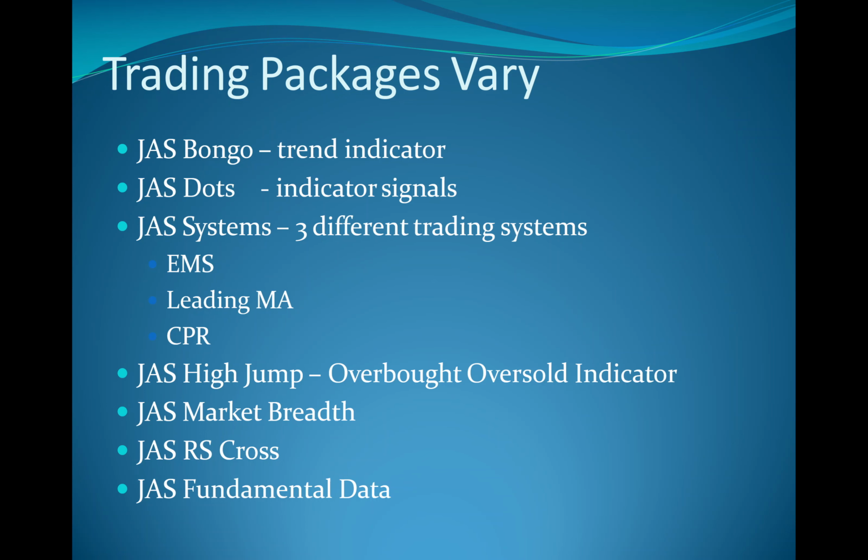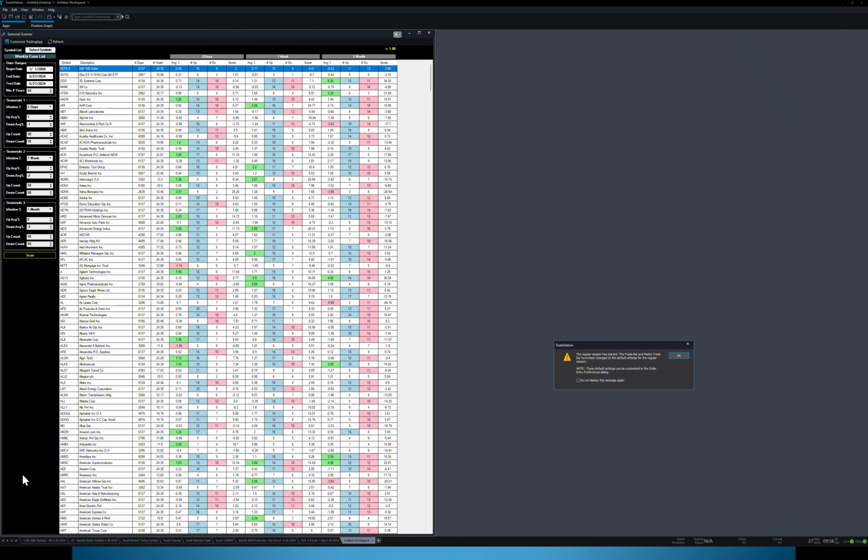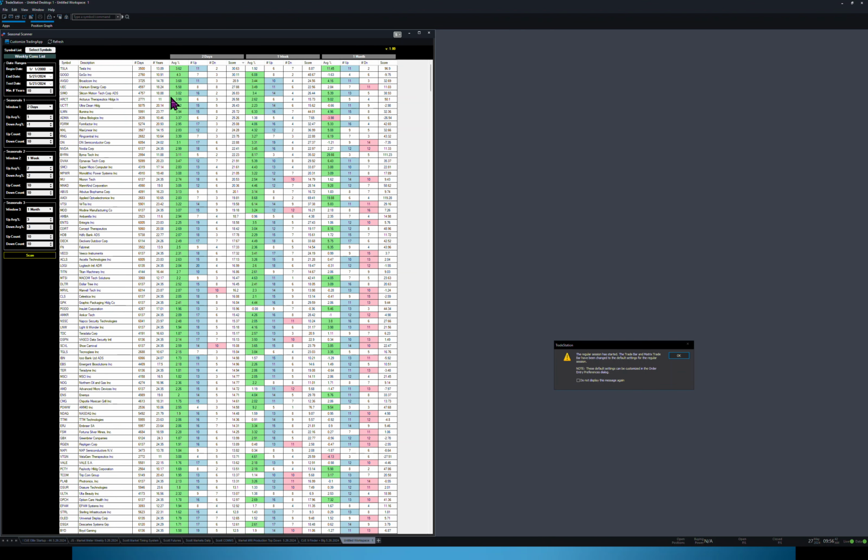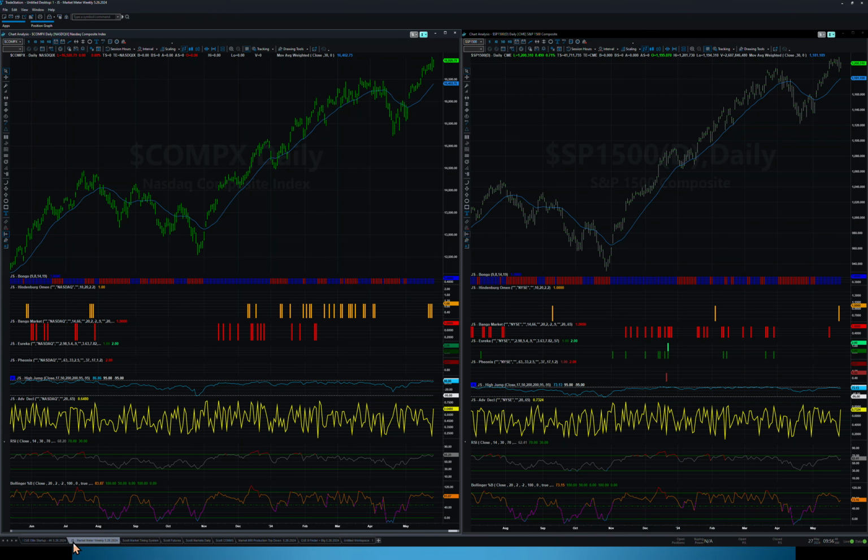So TradeStation, I've got to pull it up. Bear with me. Okay, so TradeStation, I start up with my market weekly. I've got the compact NASDAQ on the left, S&P 1500 on the right.